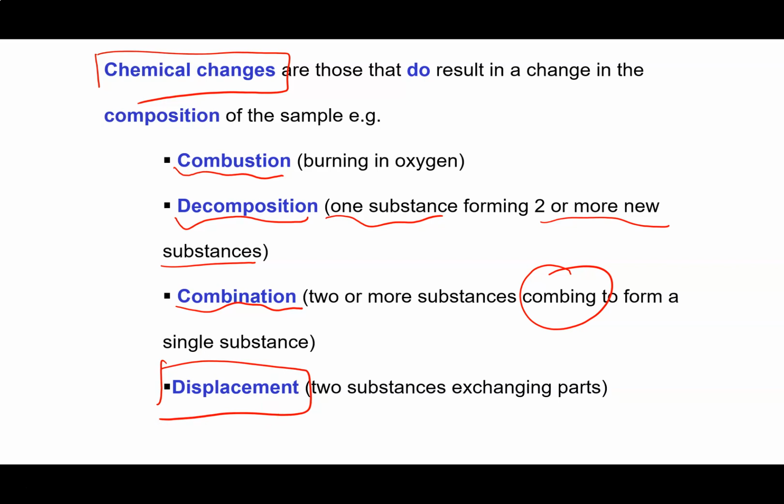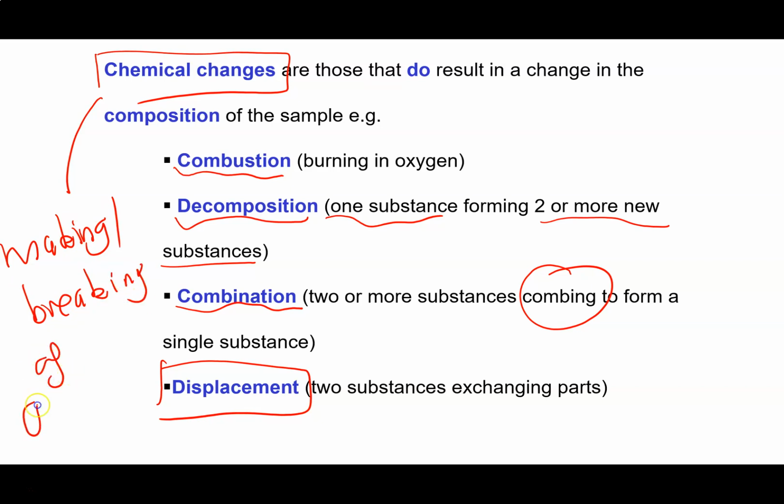So the key thing is that chemical changes always involve the making and or breaking of chemical bonds. That's the key property that all chemical changes have.